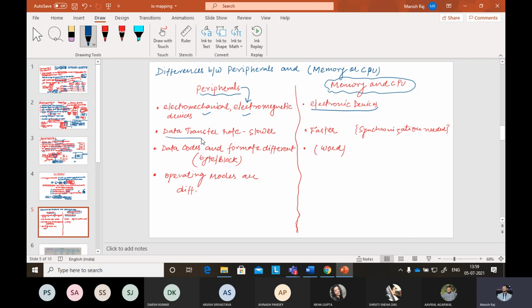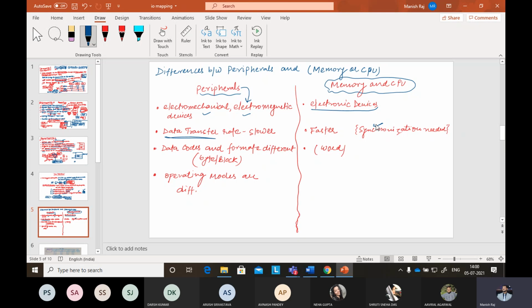The second thing is data transfer rate. The data transfer rate is different for the CPU and for the peripheral devices. Because of this difference in speed, we can't connect these devices directly. Some synchronization technique should be present between them.